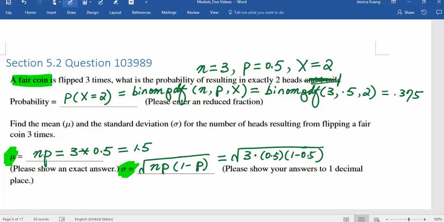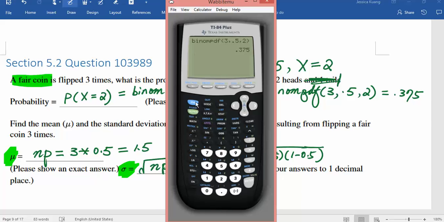So I'm just going to enter that into my graphing calculator. It's second, x squared, and 3 times 1/2 times parenthesis 1 minus 1/2. Close the parenthesis, and close the parenthesis again for the square root. And that will give me 0.9.